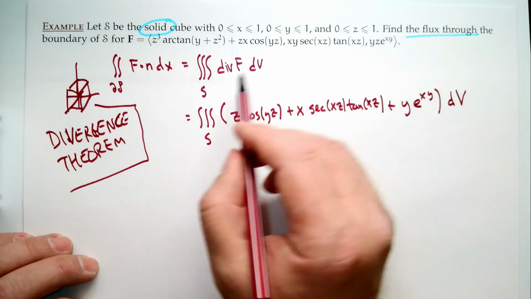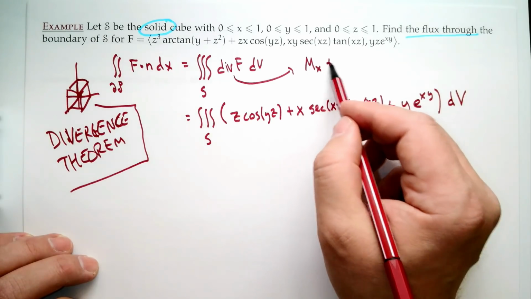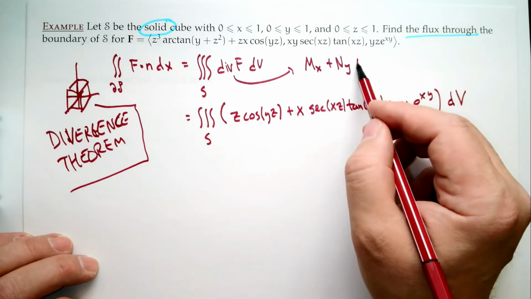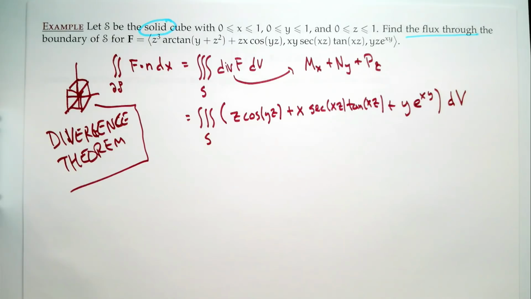In general, remember how does the divergence work? You take the derivative of the first term with respect to x, add the derivative of the second term with respect to y, and the derivative of the third term with respect to z. Okay, so that's it. Well, no. What we've done is we've transformed the problem from a two-dimensional integral on 6 different faces, because the cube has 6 faces, into a 3-dimensional integral of a function. So now we have to think about how we want to integrate these.